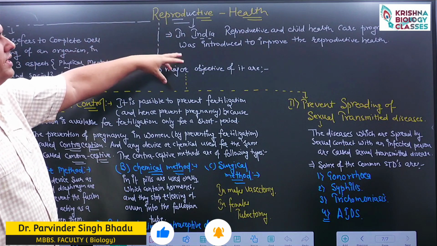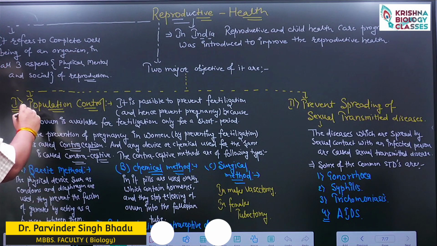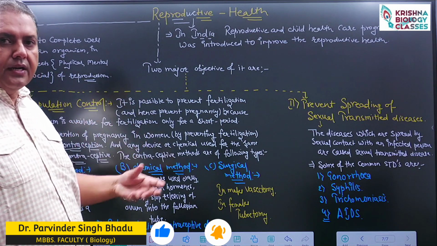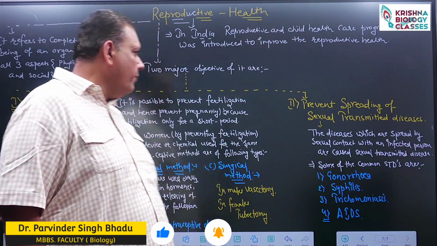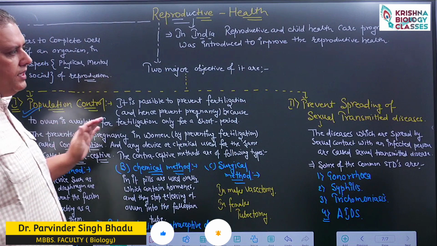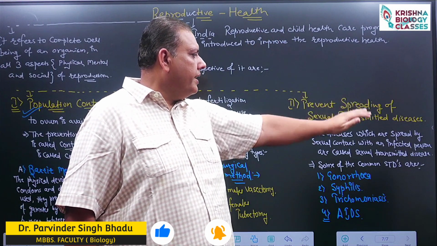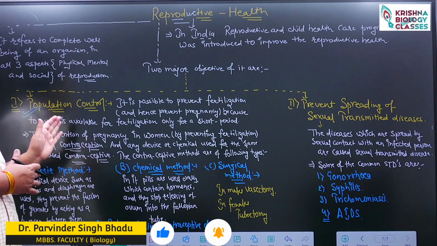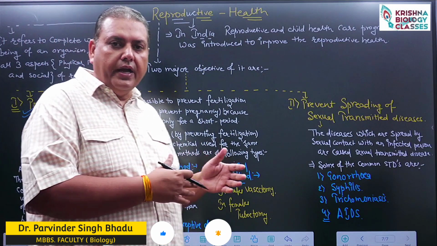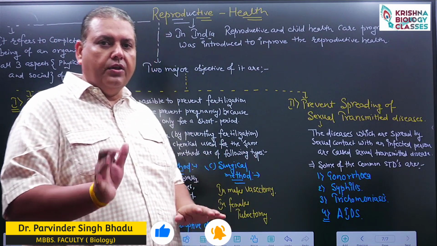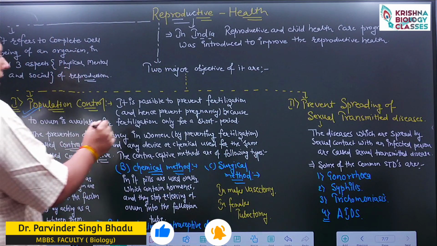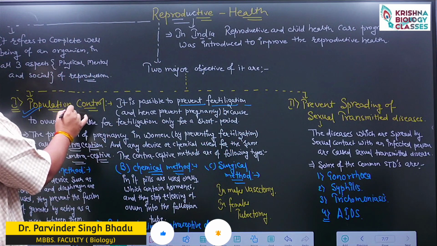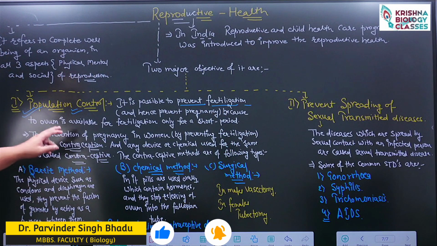The major objective of this program is to control the population, or the population explosion, which refers to the rapid increase of the population. So we need to control the population, and along with it we also need to prevent the spreading of sexually transmitted diseases. Now, as we had already discussed, the formation of a new organism in sexual mode entirely depends on the process of fertilization. So if we prevent the process of fertilization, we will be able to control the population.